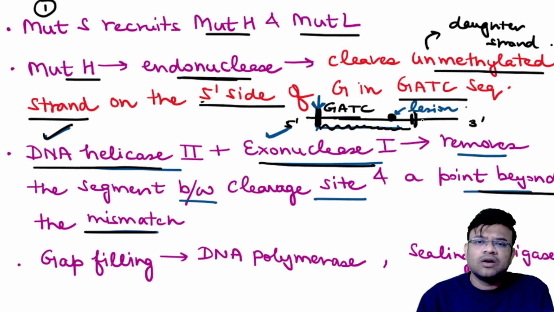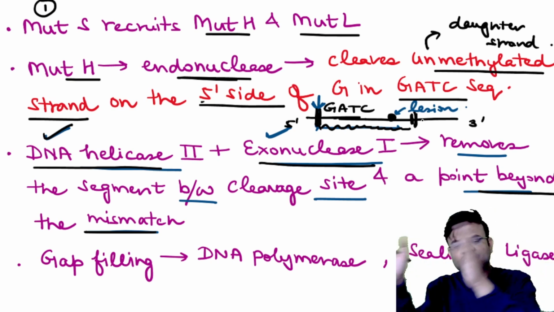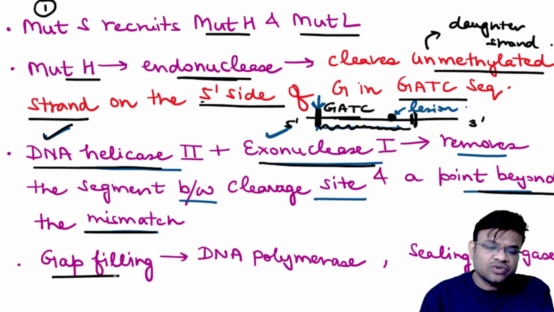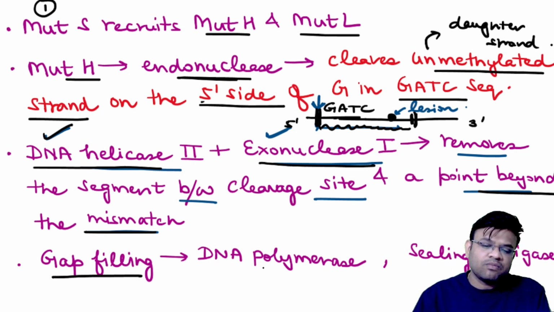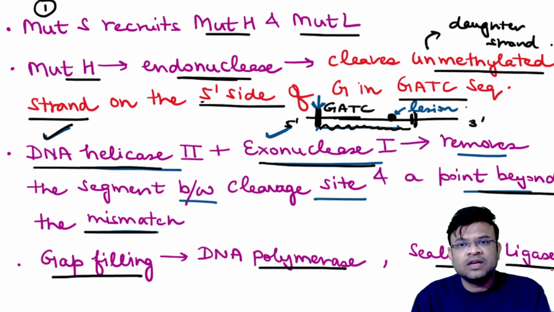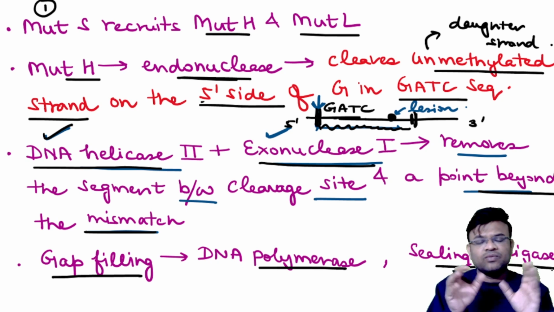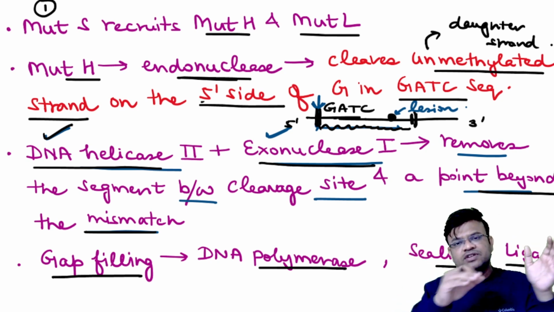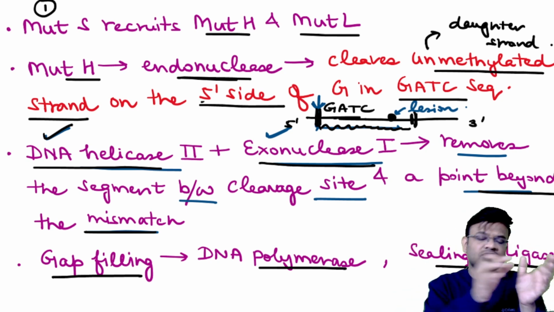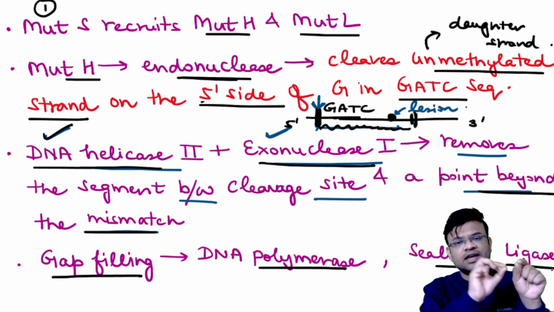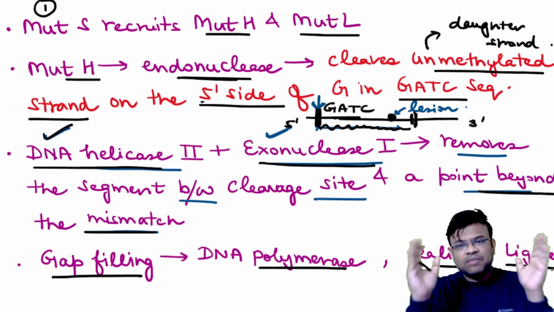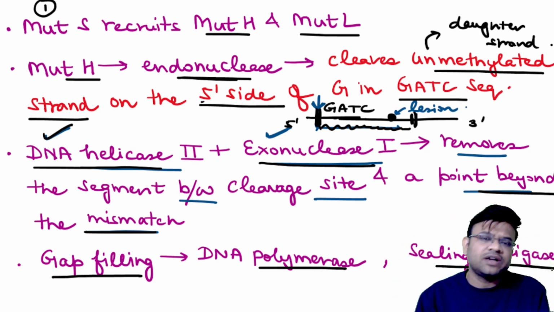Next, when the entire strand is removed, gap filling also has to be performed. The gap filling is performed by DNA polymerase and sealing is done by ligase. So the important point is, when the faulty region is removed, this gap is filled up by DNA polymerase enzyme, and then again the portion is sealed up by DNA ligase. We have discussed this multiple times.